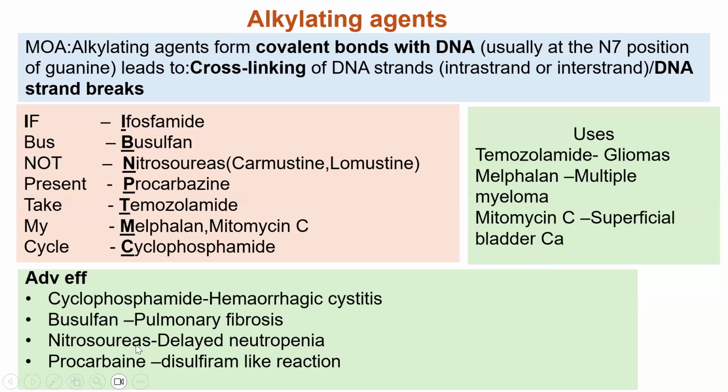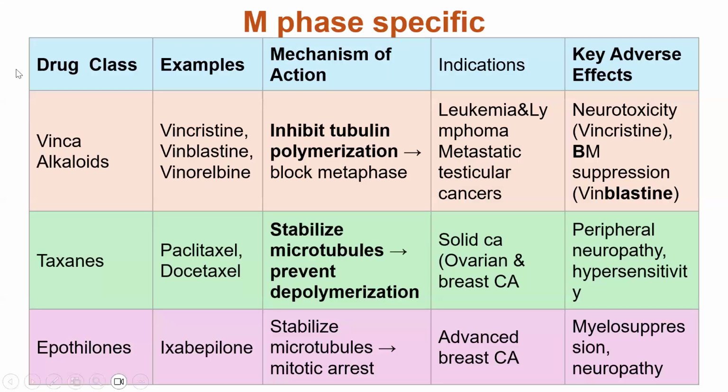Busulfan, pulmonary fibrosis; nitrosourea, neutropenia; procarbazine, disulfiram-like reaction. These are some adverse effects. So it is already asked in short notes. M phase specific drugs, they may ask short notes individually: vinca alkaloids, taxanes, individually also they may ask, or M phase specific drugs like that also they may.